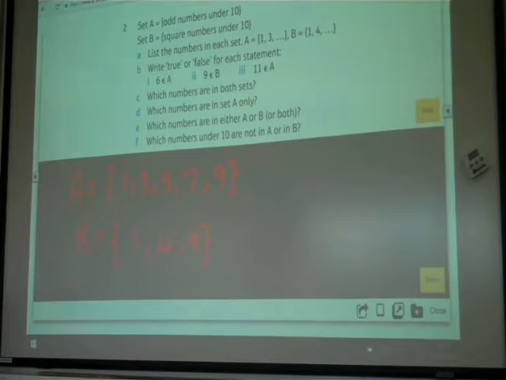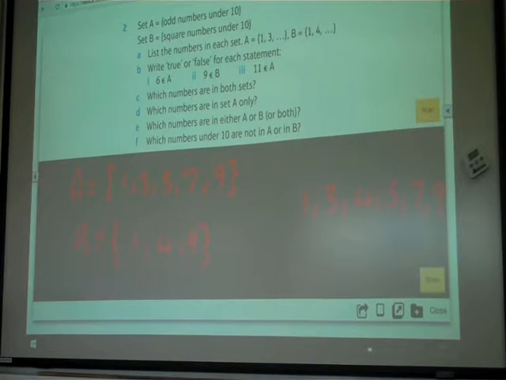Which numbers are in either A or B or both? 1 and 9. Every single number up to 9. No. Which are in A or B or both? A or B, so they can be in either, or they can be in both. So it's all of those numbers there. So it's 1, 3, 4, 5, 7 and 9. Would you agree? Miss Gabby said that. I said all of them. Ah, but all of them is not the case, is it?